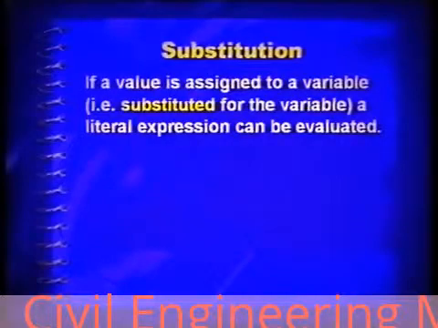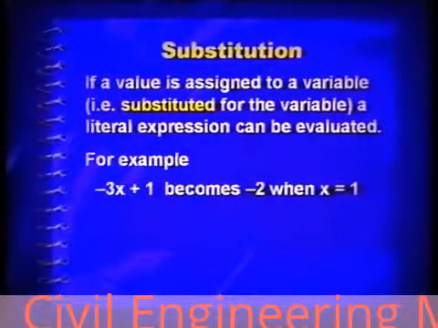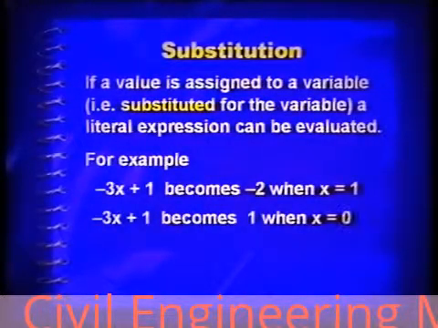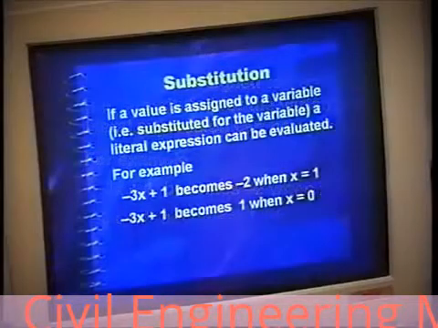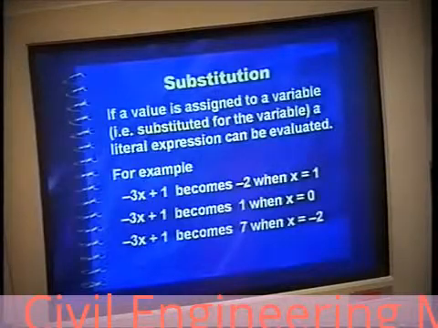We substitute a value. That means we assign a value to a variable, and so we can then evaluate the literal expression. Let's have a look at an example. I've got minus 3x plus 1. That becomes minus 2 or negative 2 when x is equal to 1. It becomes a different value when x is equal to 0. It in fact becomes 1, and again a different value when x is equal to negative 2.